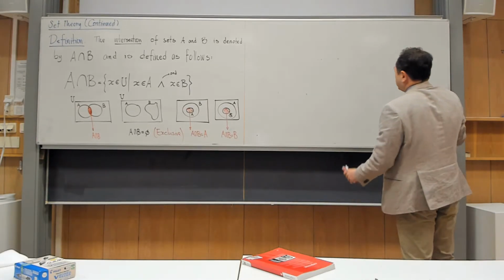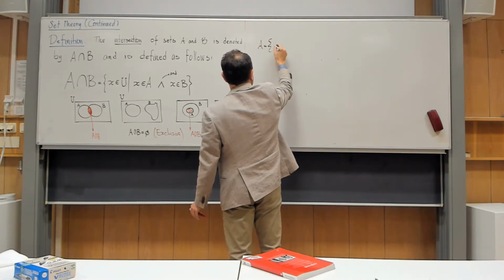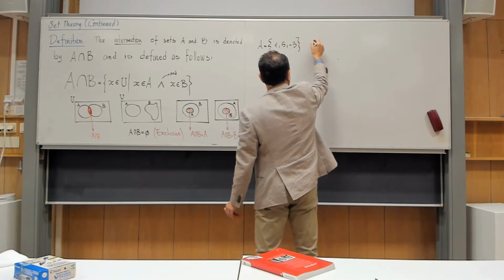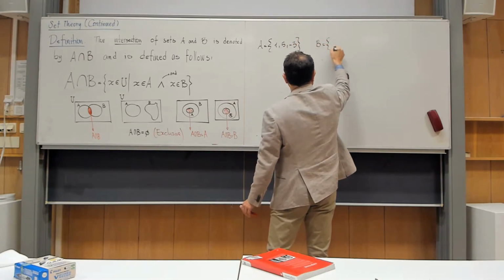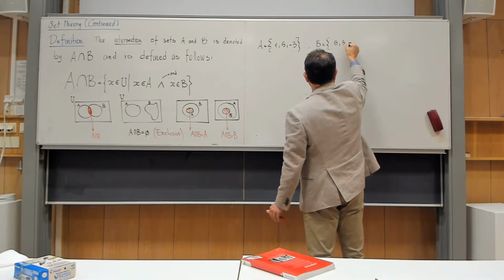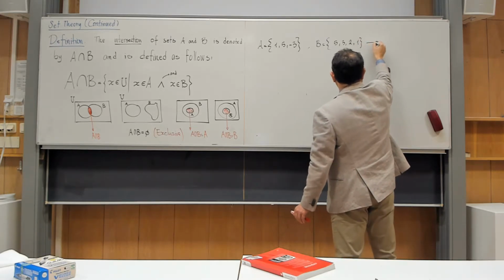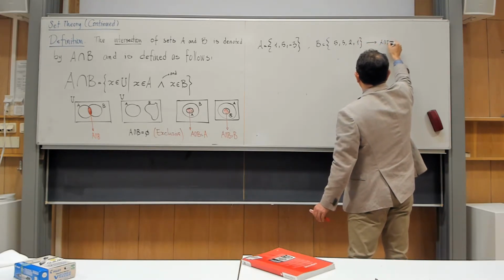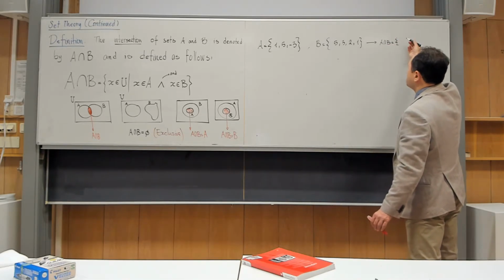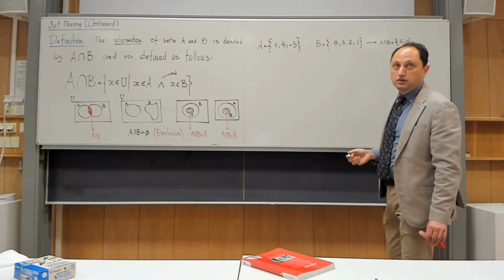For example, these are very simple examples. If A equals 1, 5, minus 3, and B equals 5, 3, 2, and 1, and I ask you what A intersection B is, it is 1 and 5. It doesn't matter how you order them, 5 and 1 or 1 and 5. So that is A intersection B.